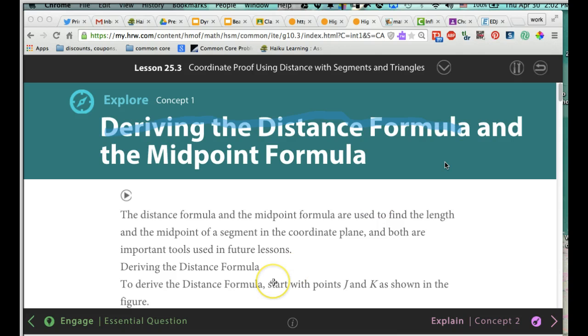Does anybody know what that means, deriving the distance formula? This is where you answer. Okay, so what that means is you're going to figure out what the distance formula is from something else, okay?